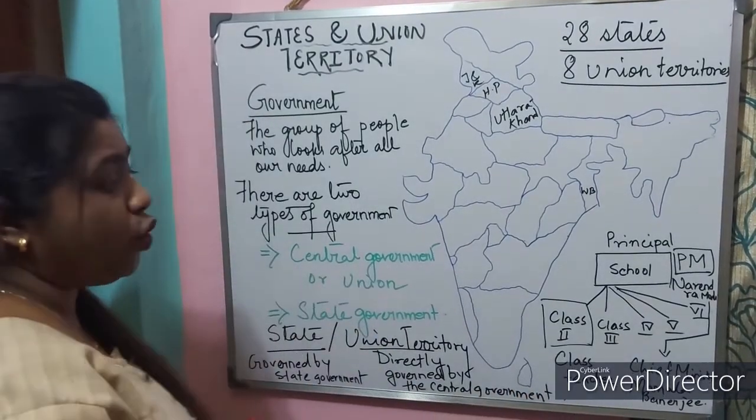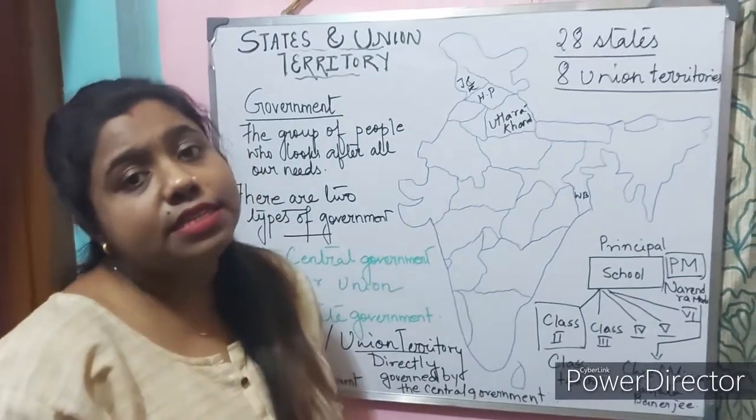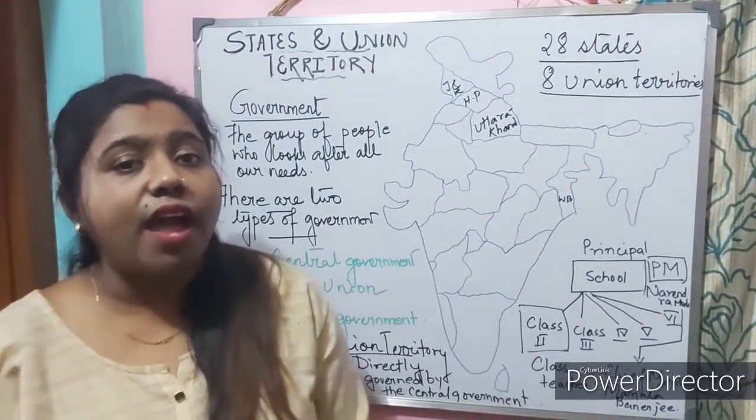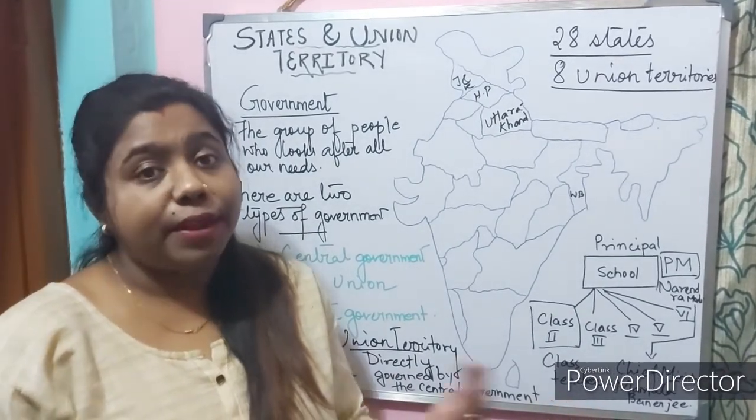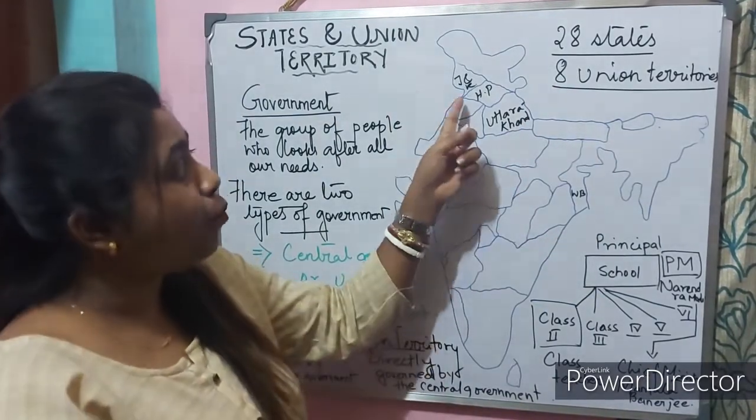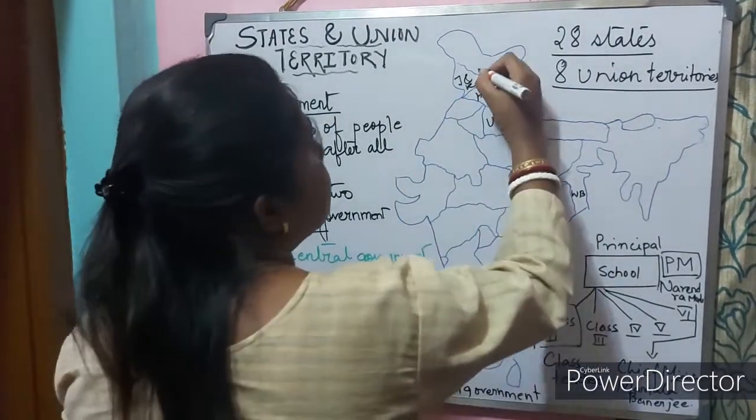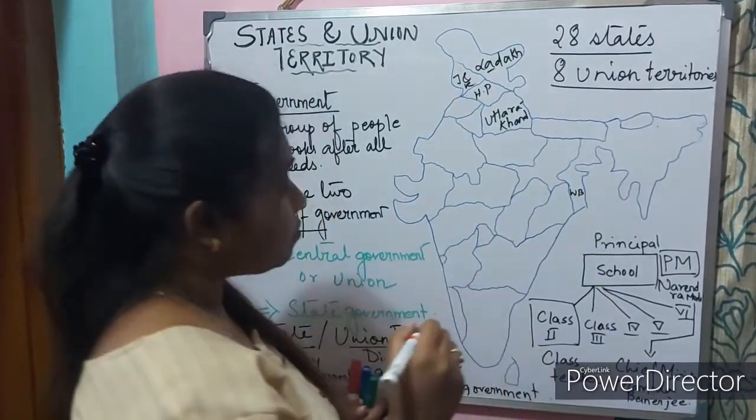Like Andaman and Nicobar Islands, Lakshadweep Islands, all these are union territories. Dadra and Nagar Haveli and Daman and Diu were separate union territories before, but now they have joined together. So now we have 8 union territories, like Jammu and Kashmir, then Ladakh. These are new union territories which are added.